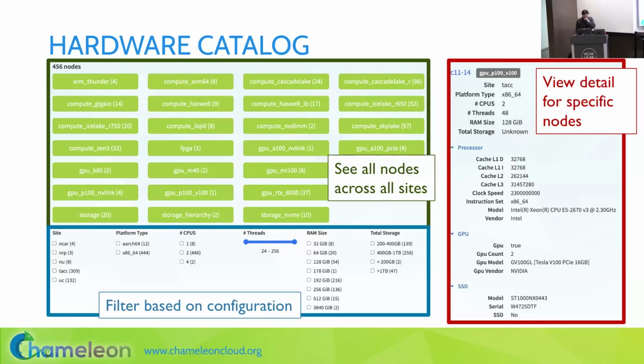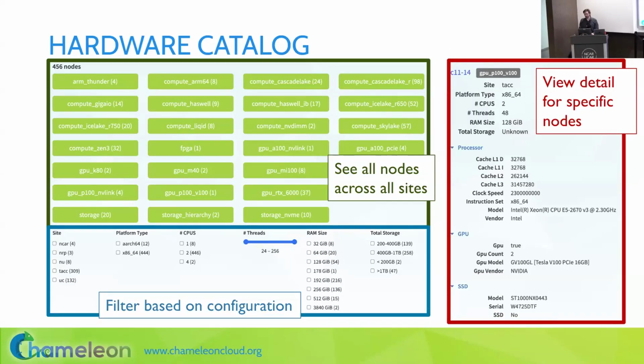So the first thing we can discuss is the hardware catalog. This is probably one of the most useful features when you're getting started with Chameleon. The hardware catalog is where you can see all of our hardware nodes across all sites. You can filter based on the configuration of the hardware. There are tons of OpenStack fields that we surface for you to use as filters, so if you're familiar with OpenStack, you can use a lot of those same fields to filter.